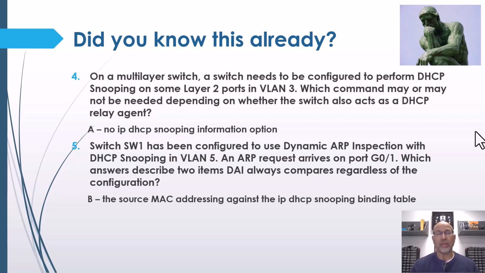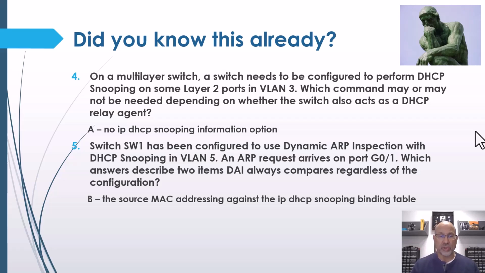So the command would be no ip dhcp snooping information option. If you didn't do that, or you just said ip dhcp snooping information option, that would be if you were going to use a relay agent. So that was A. I know it's a little confusing, but there's a difference between what a relay agent does to DHCP messages versus a standard DHCP server.